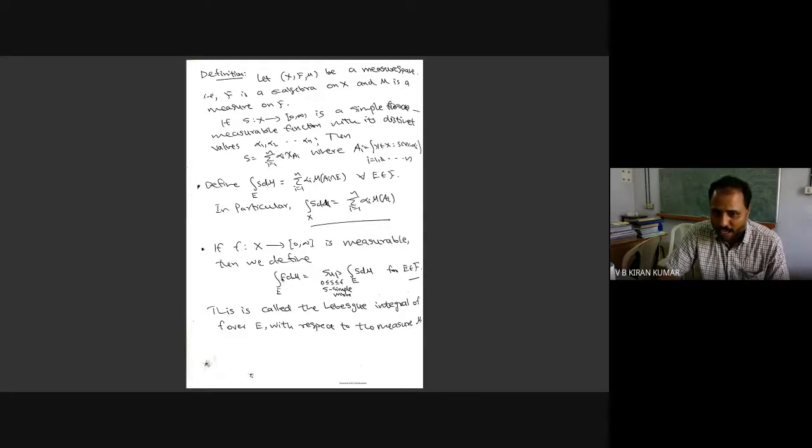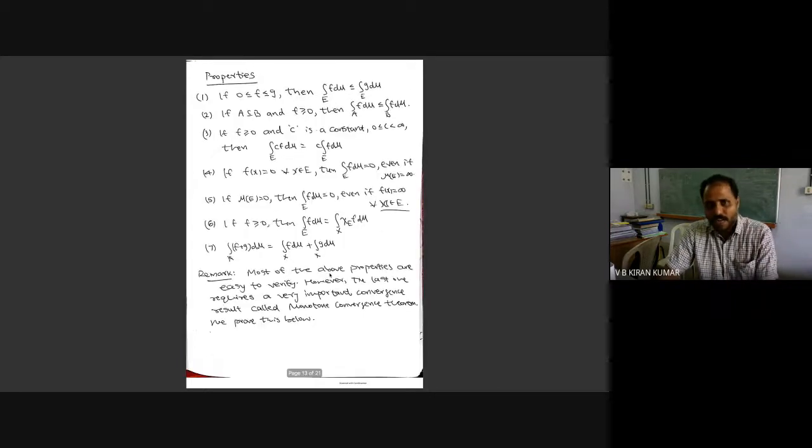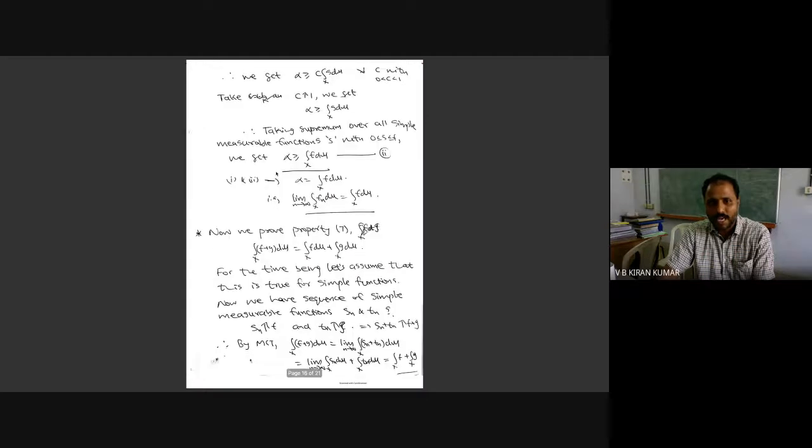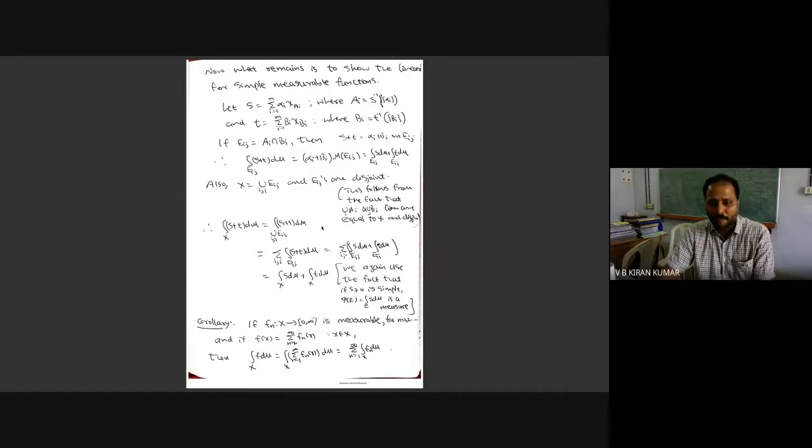Now, for non-negative functions, you take the supremum of the integrals of simple functions, where the supremum is taken over all simple functions lying between 0 and f. And you know why this makes sense, because we already have a sequence of simple functions which is monotonically increasing to f. Using that, we have proved the monotone convergence theorem. And the monotone convergence theorem helps us prove the linearity of the integral, that means the integral of f plus g is the integral of f plus the integral of g. So these are the things which we have seen yesterday.